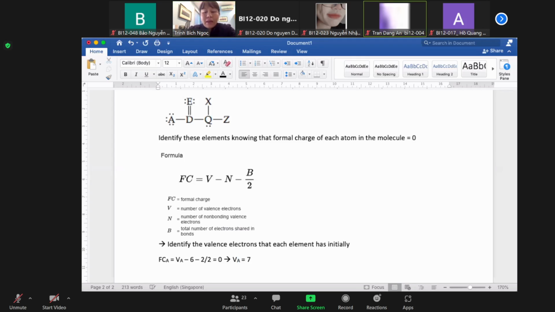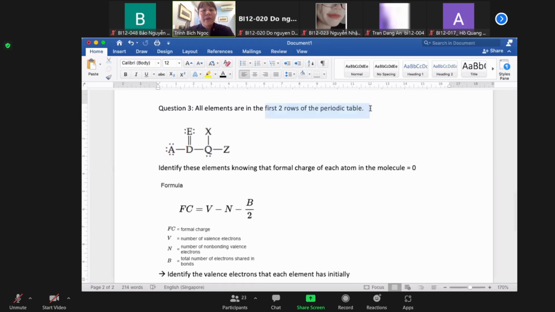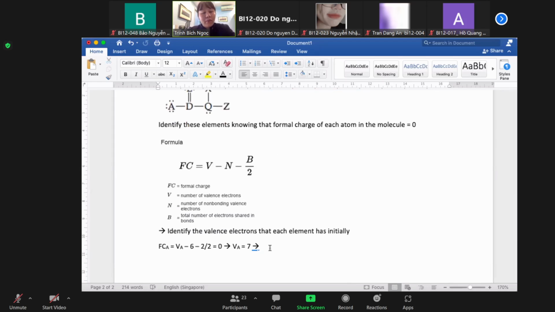So in group 7, in the first two rows of the periodic table, A will be which element? Open the periodic table. It will be fluorine. Right, fluorine. Okay, this is fluorine. Correct.